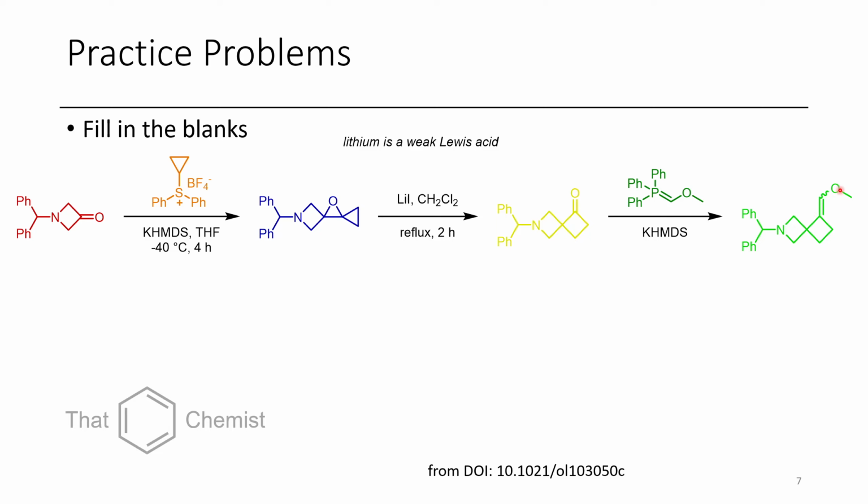Now, if you treat this vinyl ether with an acid, this is actually just a masked aldehyde. So this is a cool way to essentially have a nucleophilic aldehyde equivalent. So this is what they do.